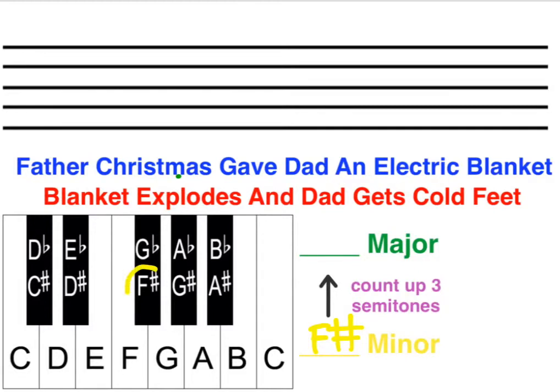So this is where we're starting this time. And again, same thing as before, count up 3 semitones. First semitone will get you to G. Second semitone will get you to A flat. And the third semitone will get you to A. So F sharp minor's relative major is A major.